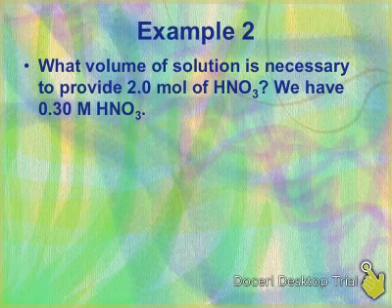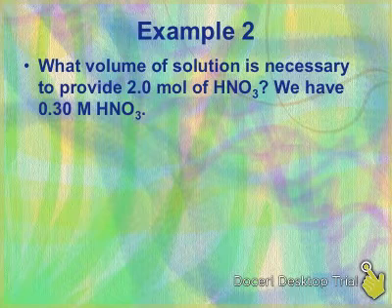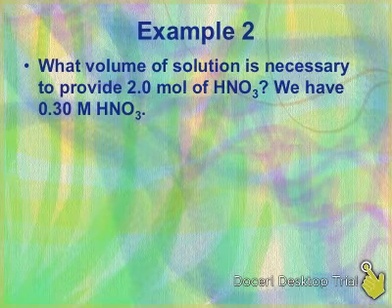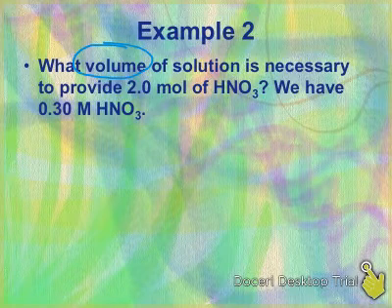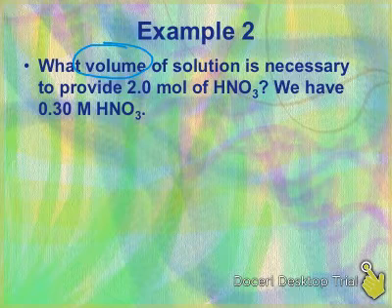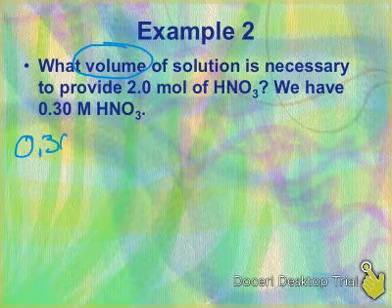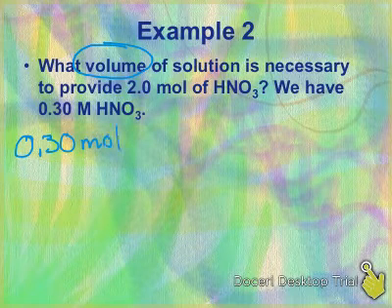Okay, so let's do this one. What volume of solution is necessary to provide 2 moles of nitric acid? So we're looking for volume. Does it give us a specific unit, do we have to be in milliliters, do we have to be in liters? Nope, it's not specific, so we can use whatever's easiest. So I'm going to start with molarity. So we have 0.30 moles per liter, right?